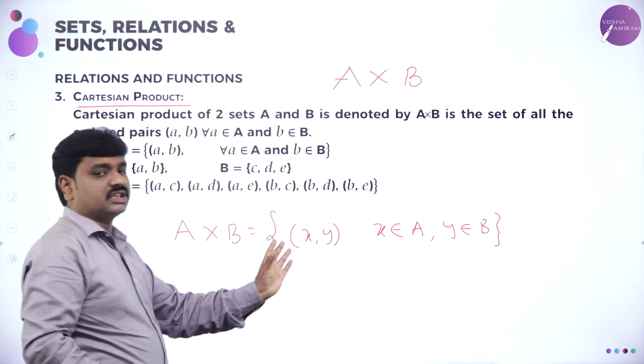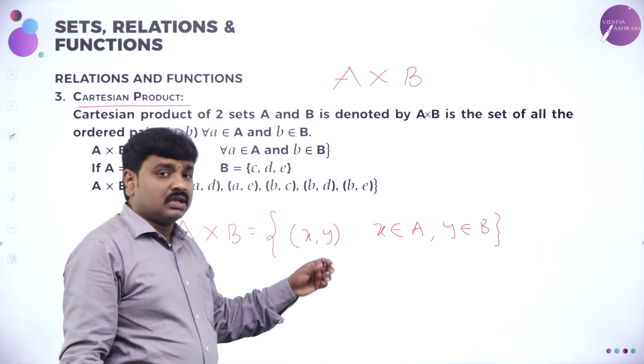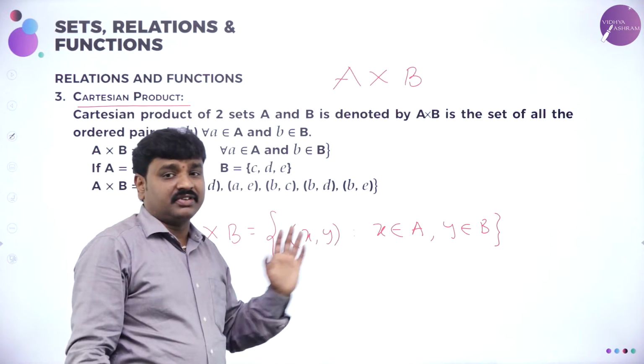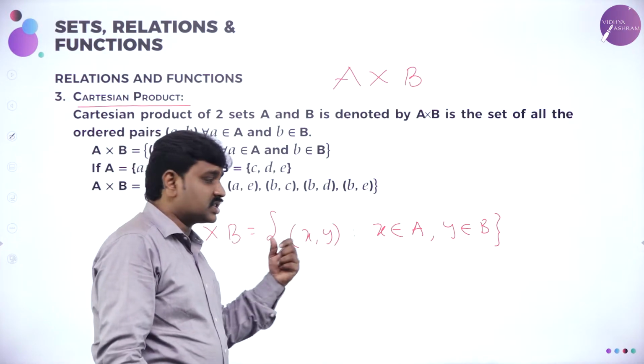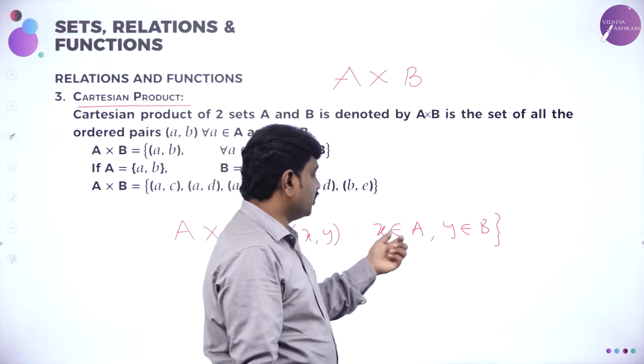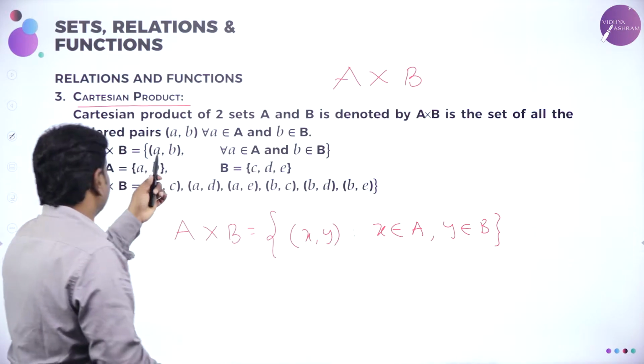This is the representation I wrote in set builder form. All of you know what set builder form is: writing the characteristic of each element, not writing the elements. So A cross B is the set of ordered pairs such that in each ordered pair, the first element belongs to the first set and the second element belongs to the second set. I have done A cross B here.